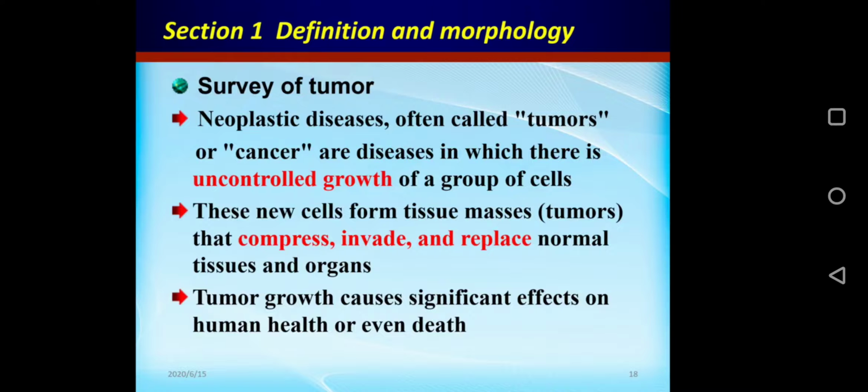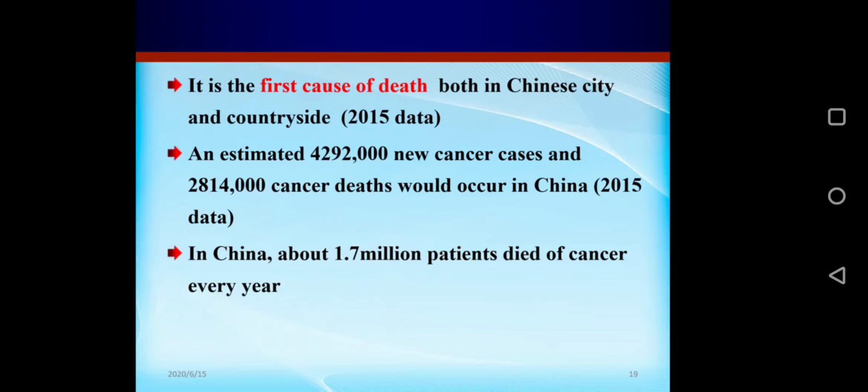Section 1, definition and morphology. Now let's learn the theory of tumor. Neoplastic diseases, often called tumors or cancers, are diseases in which there is an uncontrolled growth of a group of cells. These new cells form tissue masses we call tumors that compress, invade, and replace normal tissue and organs. Tumor growth causes significant effects on human health or even death.